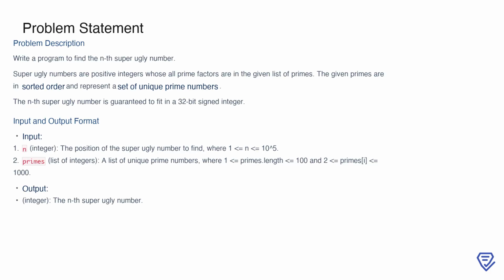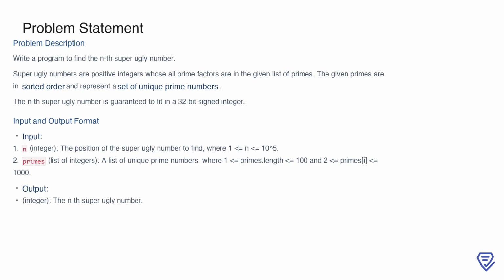Let's dive in. In this problem, we are tasked with finding the nth super ugly number. Super ugly numbers are defined as positive integers whose prime factors are restricted to a given list of primes. The list of primes is provided in sorted order and contains unique prime numbers. For example, if the list of primes is 2, 3, 5, all super ugly numbers will only consist of these values as their prime factors.